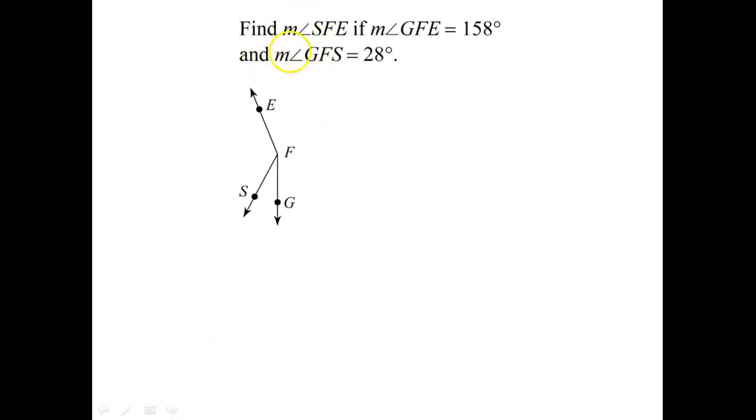Same thing here. Find the measure of angle SFE. So they want me to find the larger angle. If GFE, the whole thing, is 158 degrees, and the measure of angle GFS is 28 degrees, and the whole thing's 158 and the smaller part is 28, you just subtract them, right?